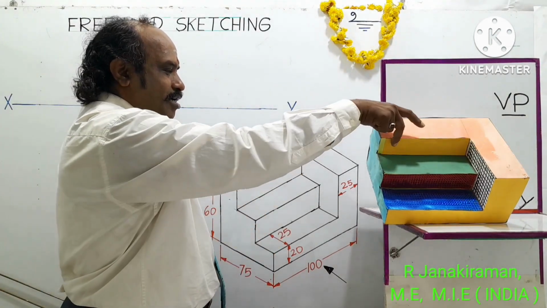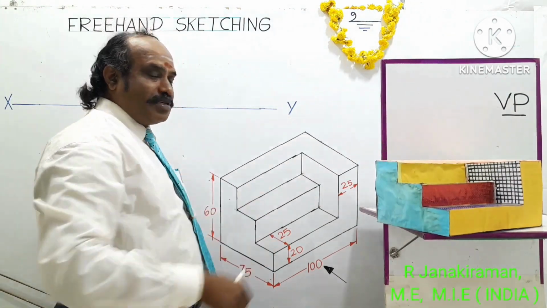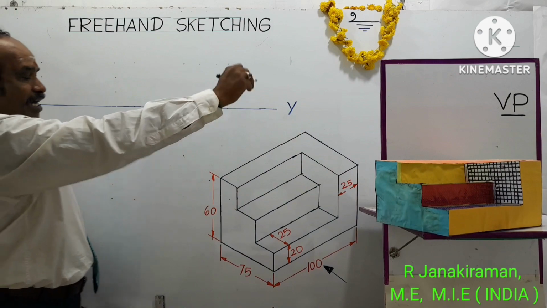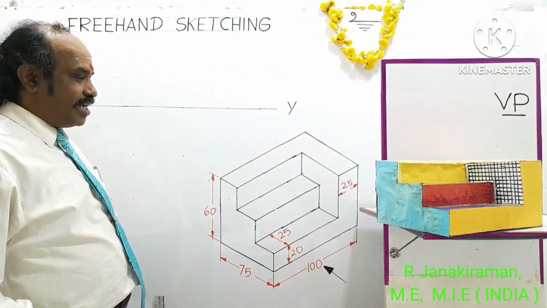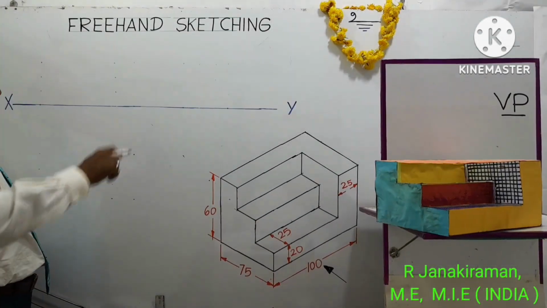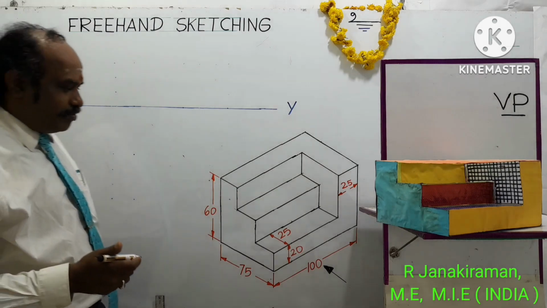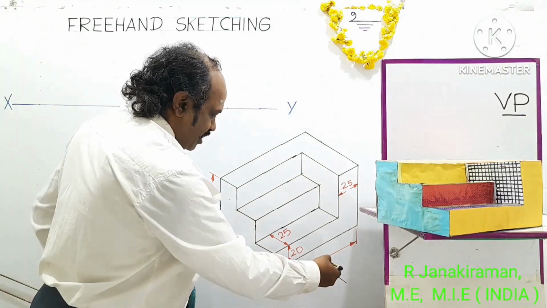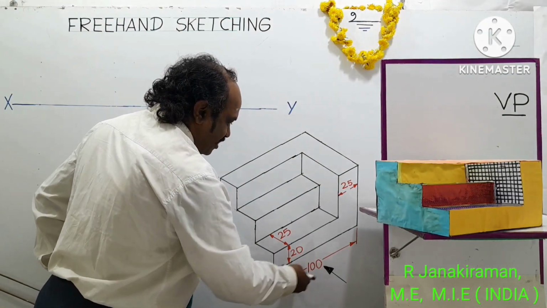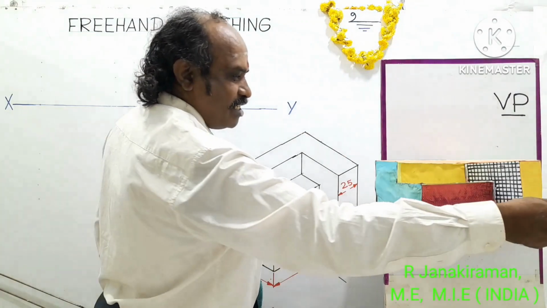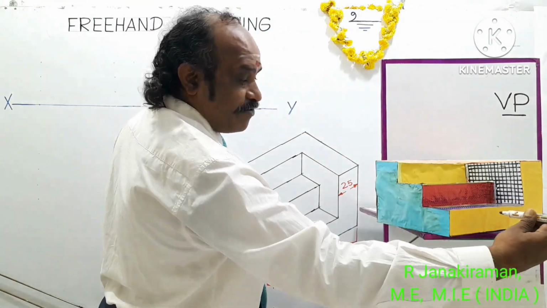Here, this is the model shown for better understanding of the students' community. First, draw a reference line by hand. Don't use scale or mini drafter. As the topic is freehand sketching, take your HB pencil and draw the base edge of the object. Before that, there is one arrow given here along the length of this object. This arrow denotes the front view direction.